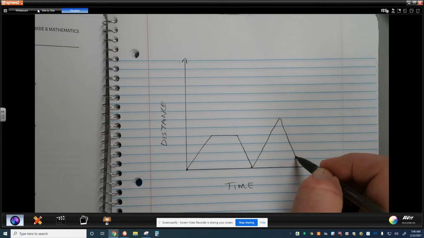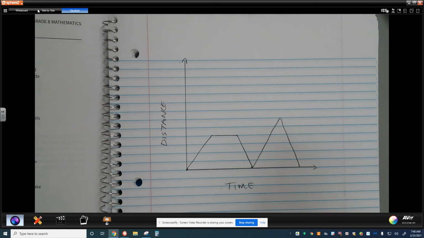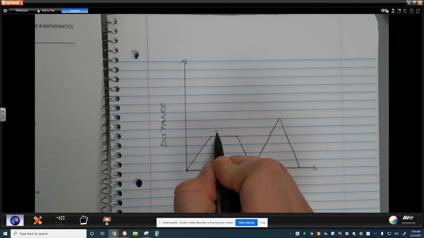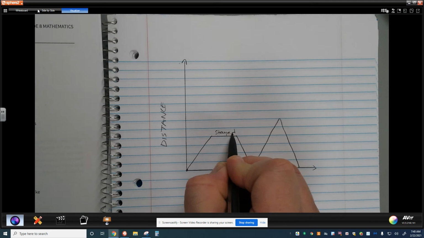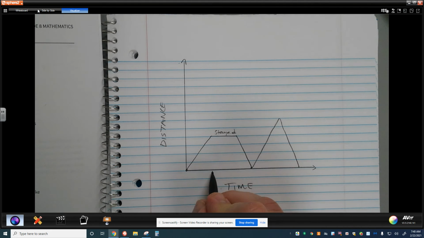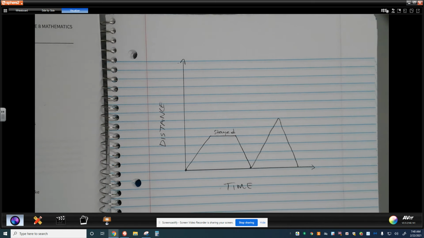But you notice the difference between the two. This one tells us that he stayed for a while, and that's why we see a little bit of plateau right here. But going to the park, we don't see any time that he says that he stayed, and so this could be that one example.